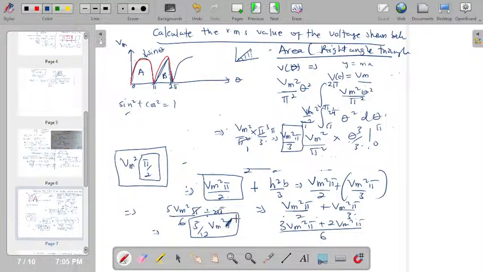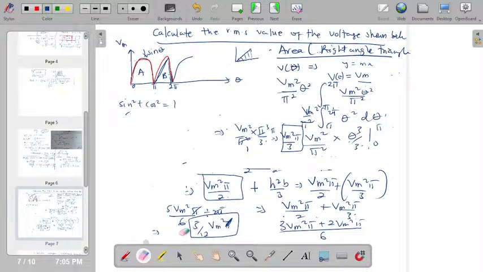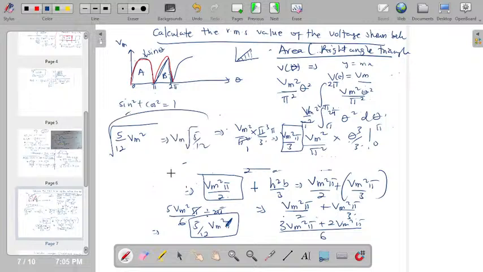I think my working space is messy, pardon me. I'm going to have 5 out of 12 vm squared. Then I'll take square root of this expression. I simply get Vm square root of 5 on 12. And that gives us our root mean square value of this waveform.